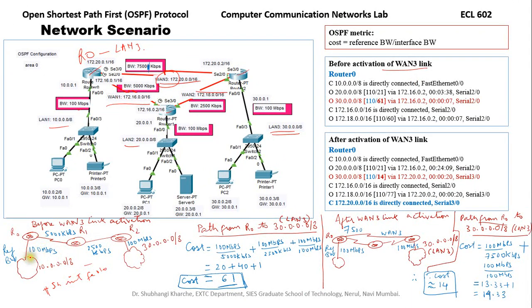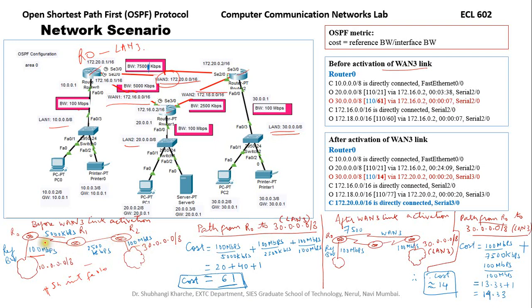So the bandwidth found on this Fast Ethernet interface is 100 Mbps. Bandwidth on this serial interface is set to 5000 kbps using the bandwidth command on that particular interface. The bandwidth on the link between R1 and R2 is 2500 kbps, and the bandwidth on the Fast Ethernet interface of R2 is again 100 Mbps.